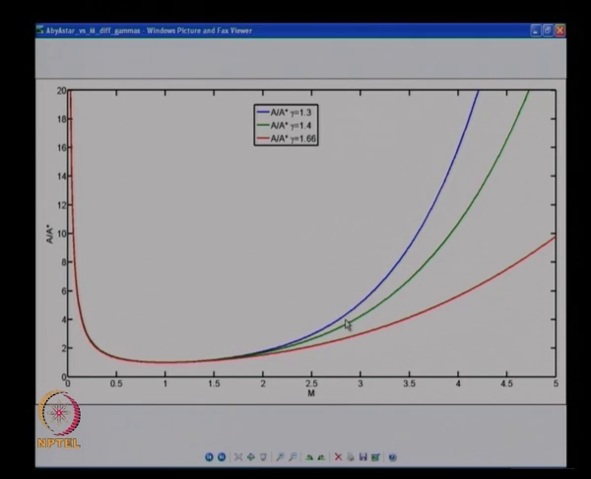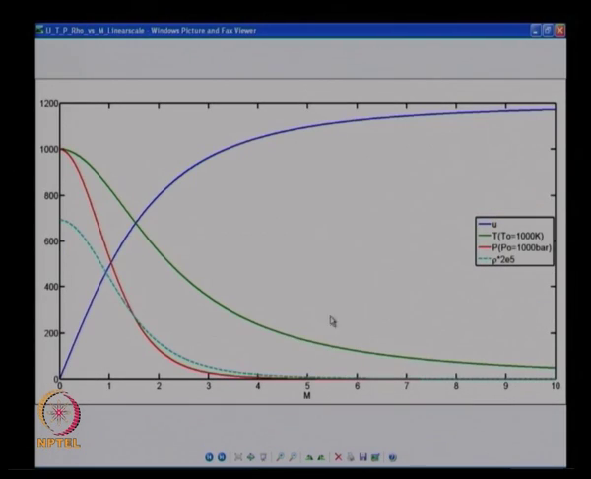So when you are looking at tables, you have to know already what Mach number you want, subsonic or supersonic. Based on that it will change. Now we will go look at some values. I am going to start with T naught and P naught of 1000 Kelvin and 1000 bar, and I am accelerating the flow from 0 to M equal to 10. That is what I am showing here.